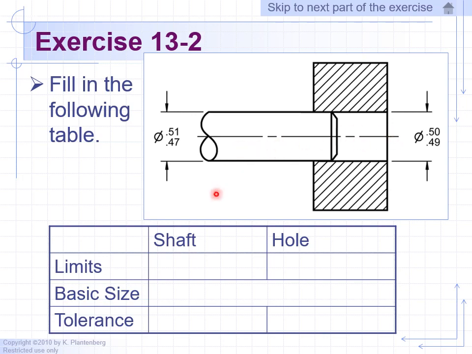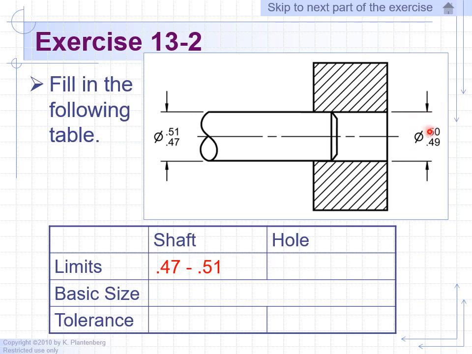Okay, so we're going to use these as examples to practice tolerancing. Let's take a look at the shaft first. The maximum allowable diameter is 0.51. That's our max, and 0.47 is our minimum. So those are our limits: 0.47 up to 0.51 in diameter for the shaft.